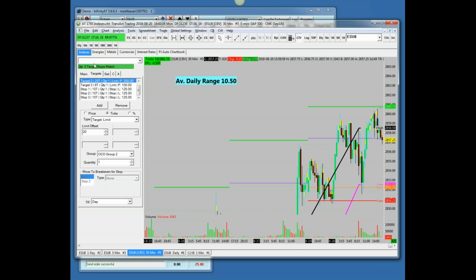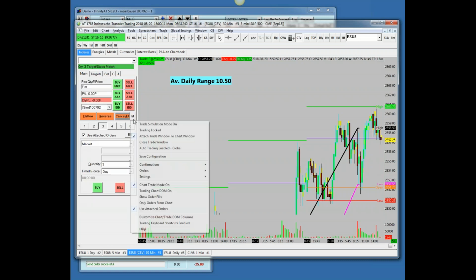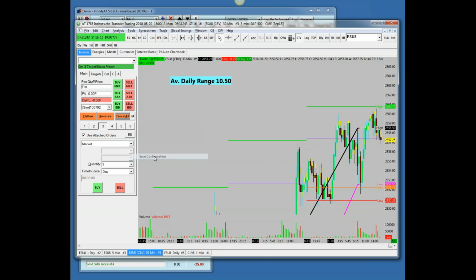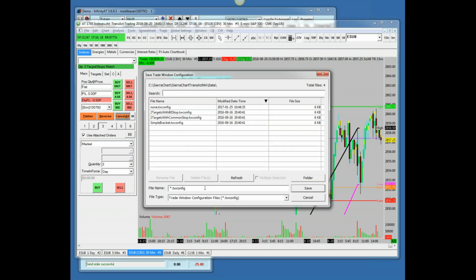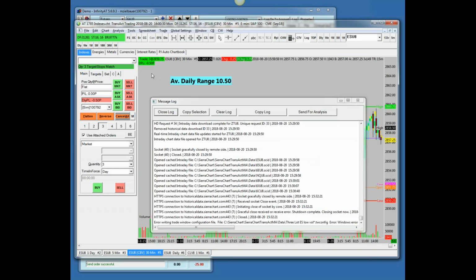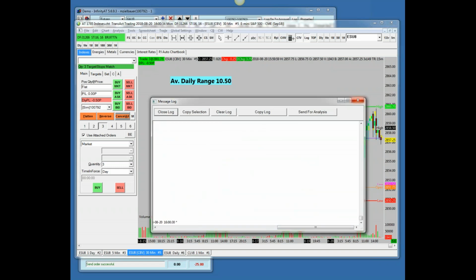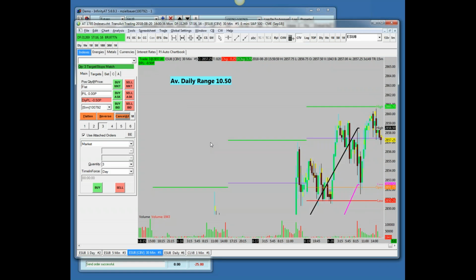All I'm going to do is, where am I going to save it? On my main tab, I'm going to select M, save configuration. I'm going to save this as 3 lot ES low vol. Save. So that's it.